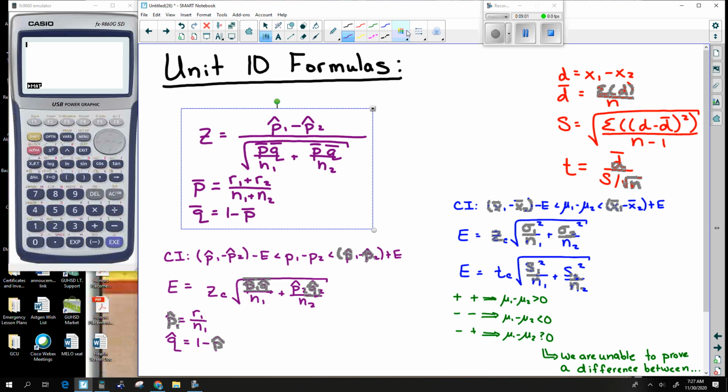Let's turn that into a different color. Okay, so those are the different types of problems and the different types of breakdowns for these things. You need to probably have these on a formula sheet somewhere.